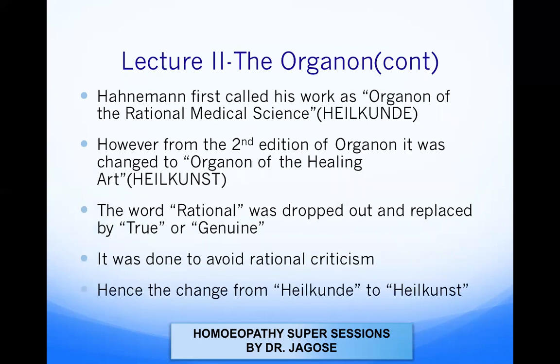Hahnemann first called his work Organon of the Rational Medical Science, that is Heilkunde. However, from the second edition of Organon, it was changed to Organon of the Healing Art, that is Heilkunst. So, as you all know, the first edition title was Organon of the Rational Medical Science. Second edition, it was Organon of the Healing Art. The word rational was dropped out and replaced by true or genuine. So it was done to avoid the rational criticism. Hence the change from the word Heilkunde to Heilkunst, that is from the rational medicine to Organon of the Healing Art.